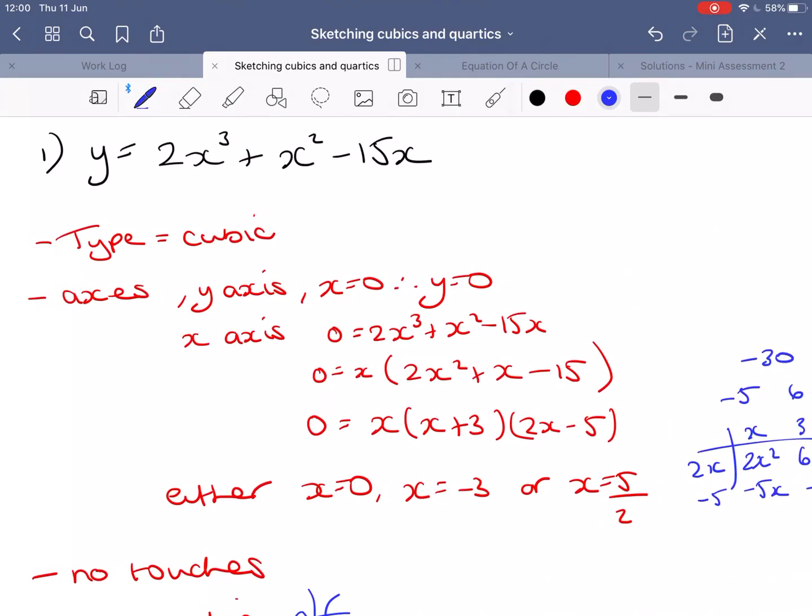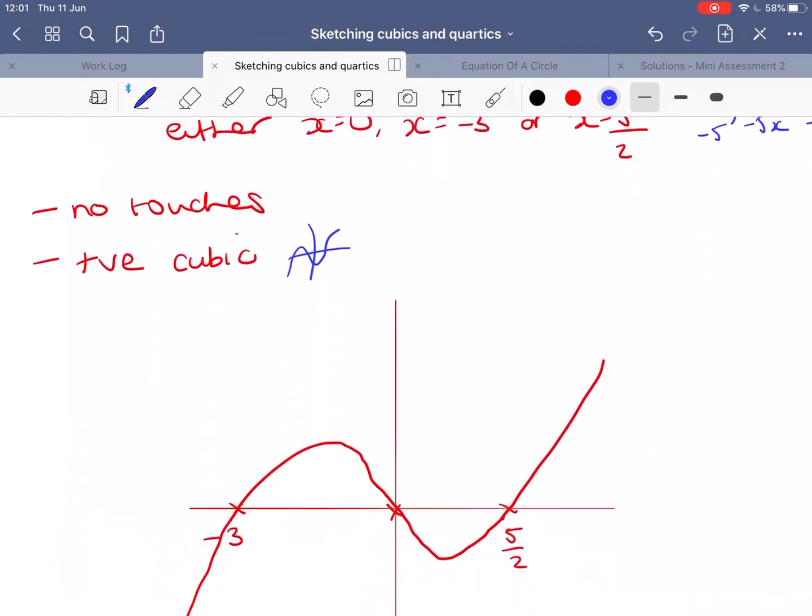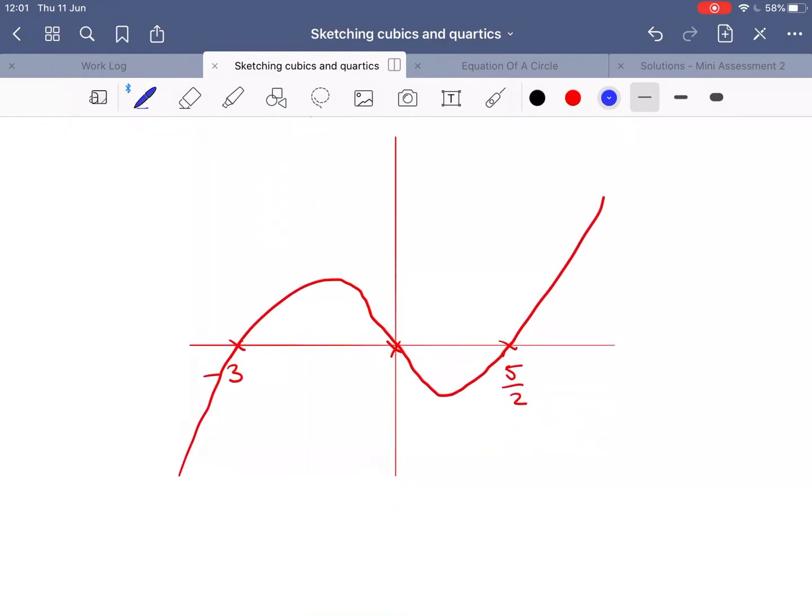Okay, so first one, type is a cubic and it's a positive cubic. Okay, so we do our axes. So we put when x equals 0, y equals 0. Now again, when we factorise, we can see each of the three terms has got a factor of x in, so take that factor of x out, and then you've just got a quadratic which you can factorise like I did on the left. None of those factors were repeated, so there's no touches. Positive cubic, so it's going to look like that.